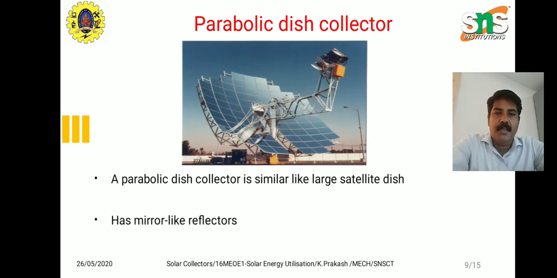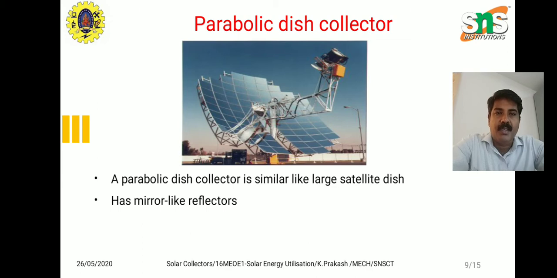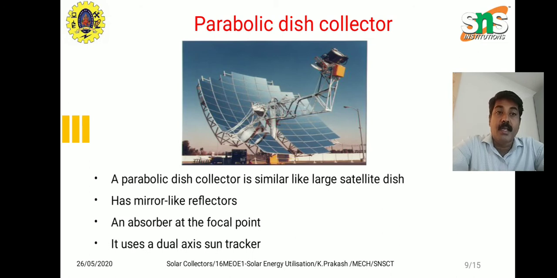So here what happens is it has mirrors like reflectors. So when the sunlight is falling on these mirrors, which are in a parabolic dish shape, all the sunlight falling on this parabolic dish is reflected back to a particular single focal point. So whatever solar radiation is falling is made to focus on a particular point. So here the temperature is increased.